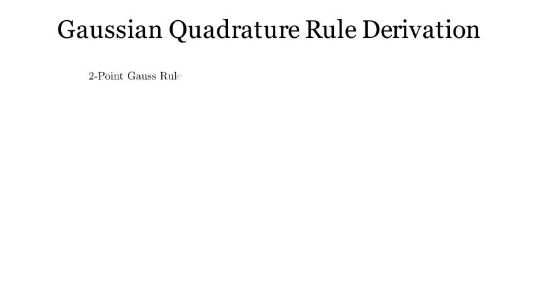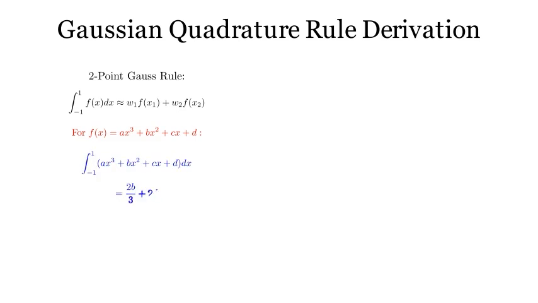Similarly, we'll derive the 2-point Gauss rule as well. So again, integrating a cubic polynomial from -1 to 1 and using a 2-point rule, there will be 2 evaluations which need to be equal to this integral value. Again, taking a generic cubic polynomial and equating the coefficients of different powers, we get 4 equations.